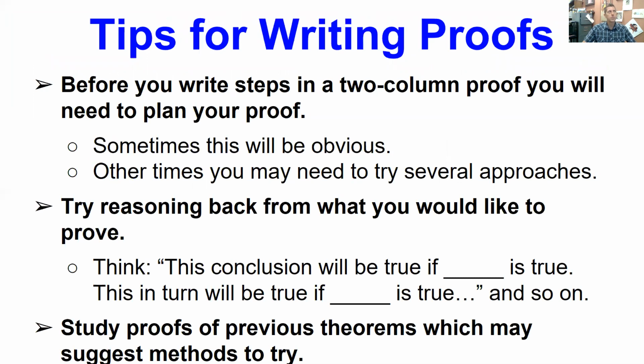All right, now we get some tips for writing proofs. These are my last little tips for the day, short video. Before you write steps in a 2-column proof, you're going to plan that proof out. A couple times, it's going to be obvious. When you look at it, you're going to be like, oh, I know how to get from A to B, from the givens to the proof. I just have to do a couple things here, and I'm going to jump in.